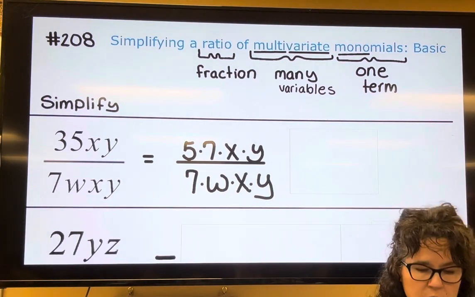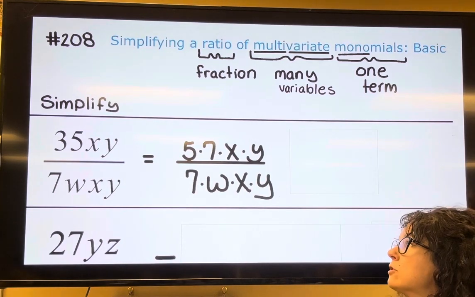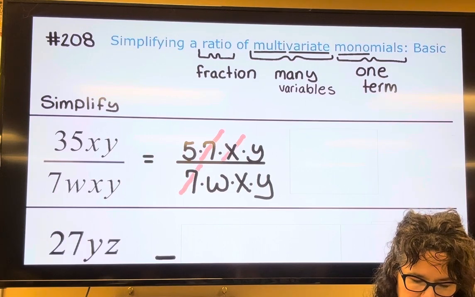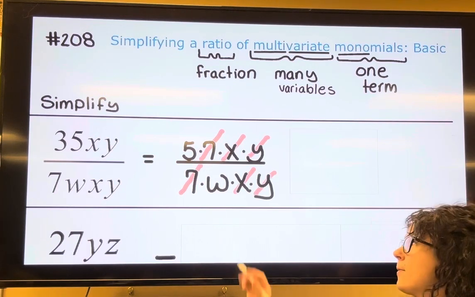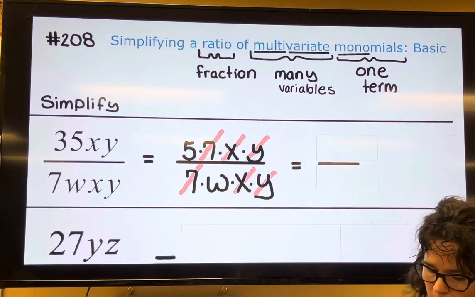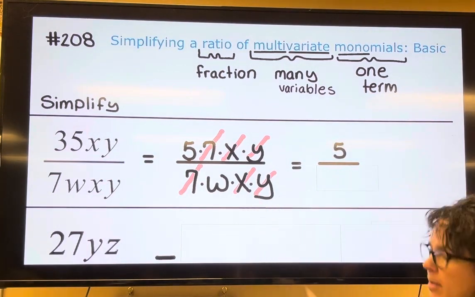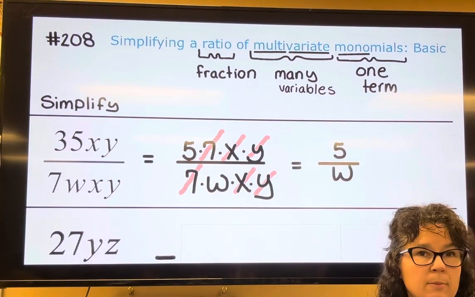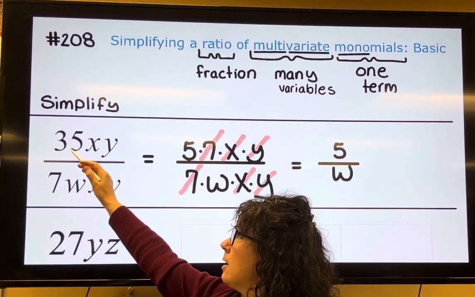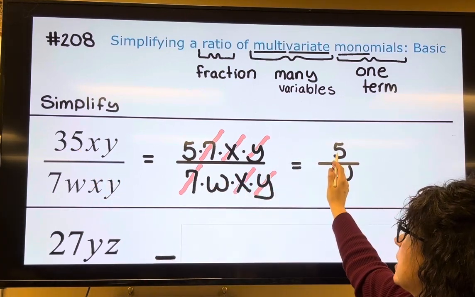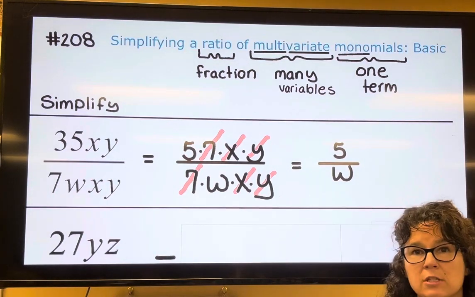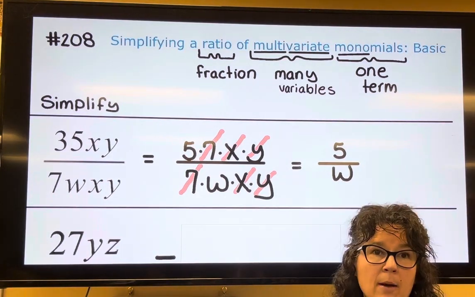When there's all multiplication going on, you can cancel. So I'm going to cancel these 7's and the x's and the y's. And what we end up having left over is just a 5 in the numerator and in the denominator w, and we've simplified. Now you can also say to yourself, well, 7 fits into 35 5 times and 7 fits into 7 once. However you simplify fractions is fine, but one way is to expand the number and see what's in common.